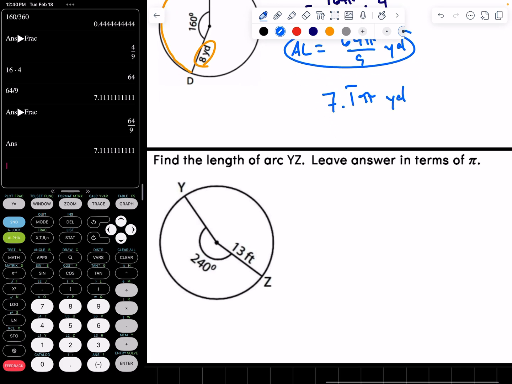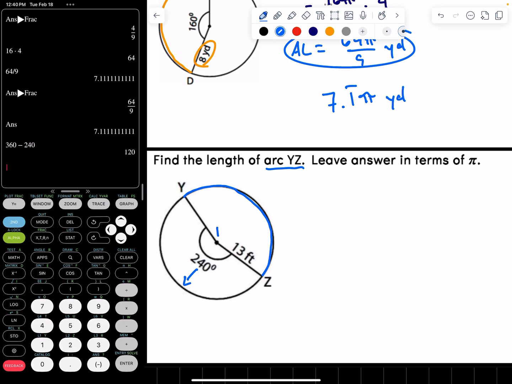All right. And then down here, find the length of arc YZ. Remember, anytime we only have those two letters, we're going the short way around. All right, so I'm going to go this direction. However, it does give me this central angle, but in order to find the one that I need, I actually need to do 360 minus 240, which is going to give me 120 degrees, okay? And that's what I'm going to use. So I'm going to go on ahead and put that in there. 360 minus 240 gives me my actual central angle that I'm going to utilize.